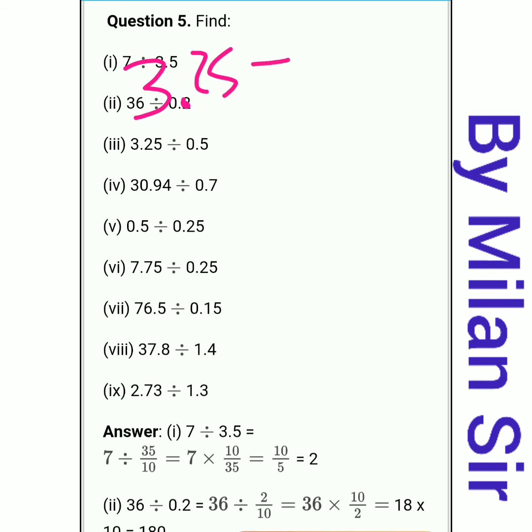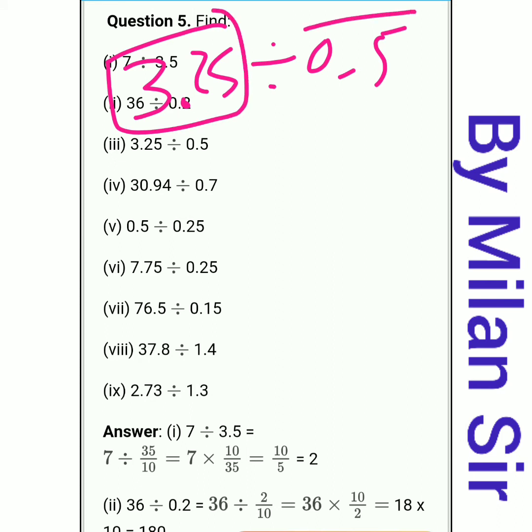3.25 divided by 0.5. Now both numbers are decimal numbers, right? So in the first step we need to convert both these numbers into fractions, and our division remains as it is. After that we can take a reciprocal, and we can convert this division into multiplication.